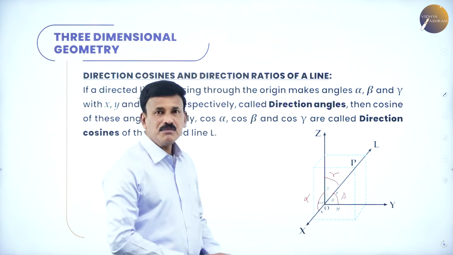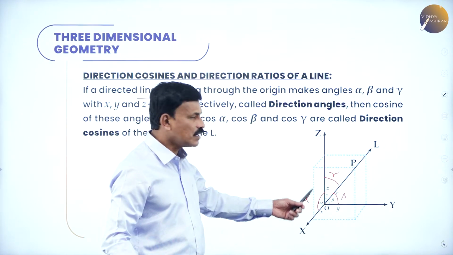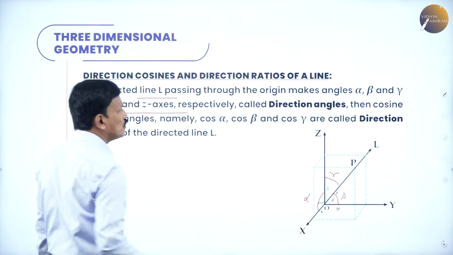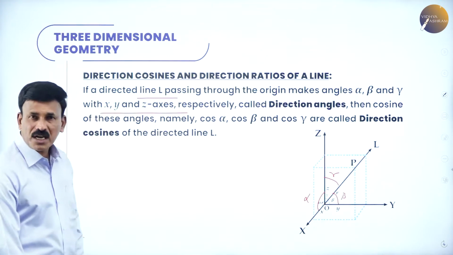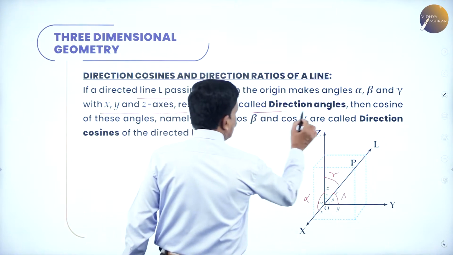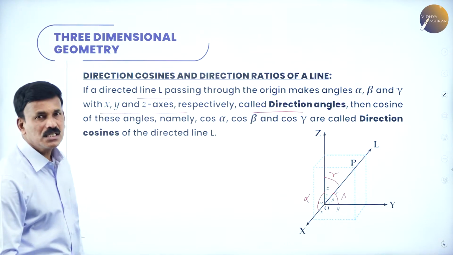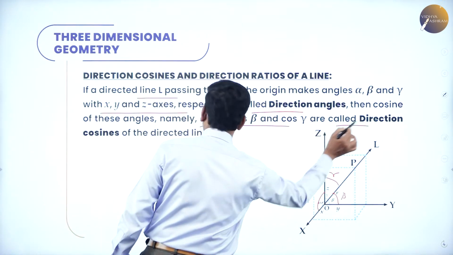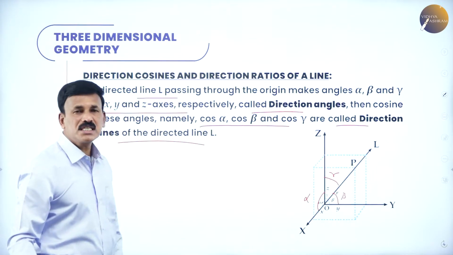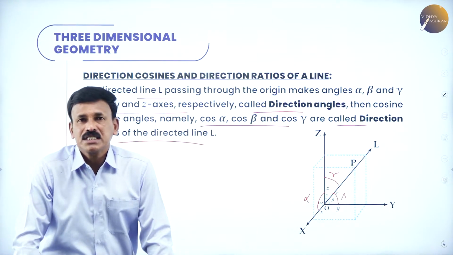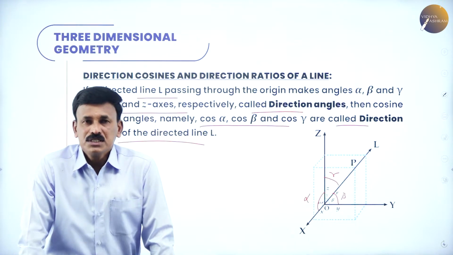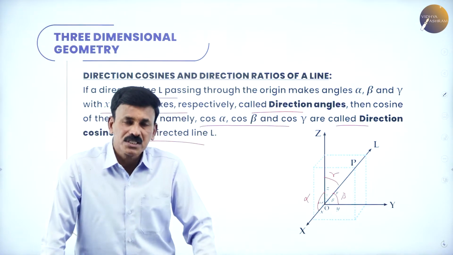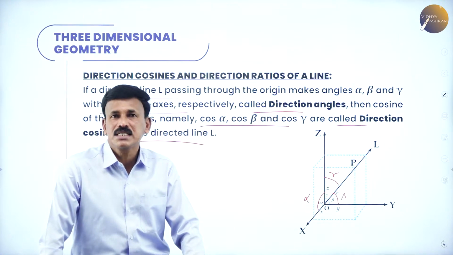So if a line passes through the origin and makes angles alpha, beta, gamma with the positive directions of the x-axis, y-axis and z-axis respectively, these are called the direction angles. The cosines of these direction angles, namely cos alpha, cos beta and cos gamma, are called the direction cosines, and these direction cosines are denoted as l, m and n.